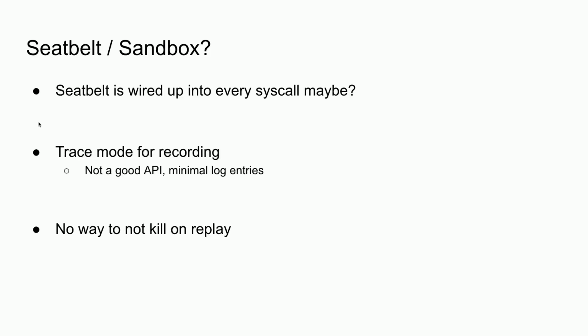There's another option where we could use the sandbox framework, sort of. There's this seatbelt layer, which is wired up into basically every syscall as a gating authorization layer. There is a trace mode for recording, but there's no way to configure it. You only get the arguments as registers, as numbers. You can't really dereference through memory or anything. And there's also not really a way to not kill on replay. We would still have to figure out a different way to actually hook on replay and put down what we need. So this is basically a no-go as well.